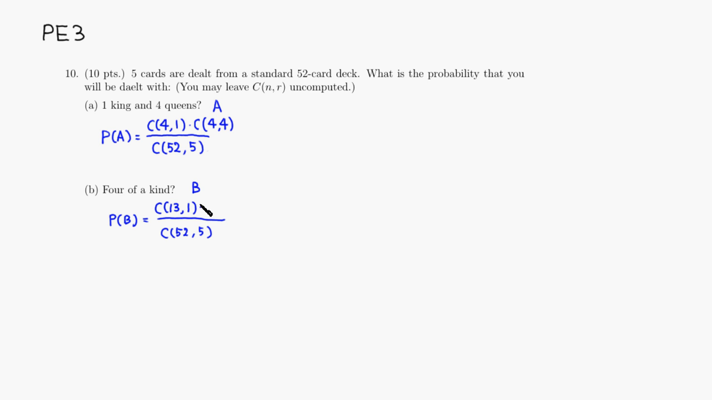Then we have to count the number of ways to choose the last card. So 4 cards are already used, so there are 48 cards left, and we're going to pick 1 card for the fifth card. So that's how many ways to choose the 5th card. So that's the probability of getting a 4 of a kind. All right, that's it. I hope that this was clear.